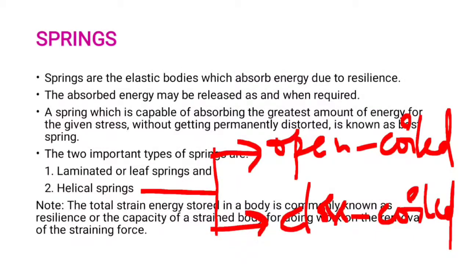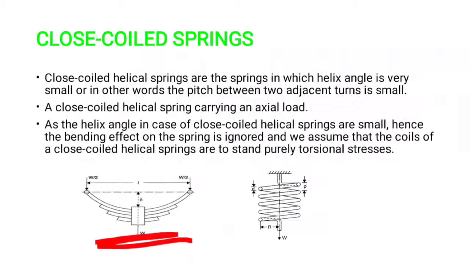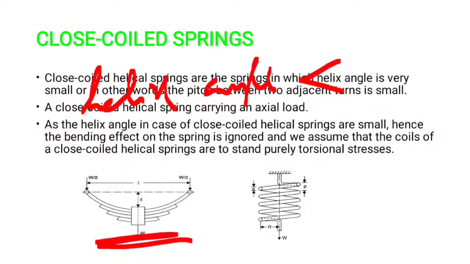In our syllabus, we have close coiled springs only. Close coiled helical springs we can see in detail. Close coiled helical springs are the springs in which the helix angle is 0, or very small.